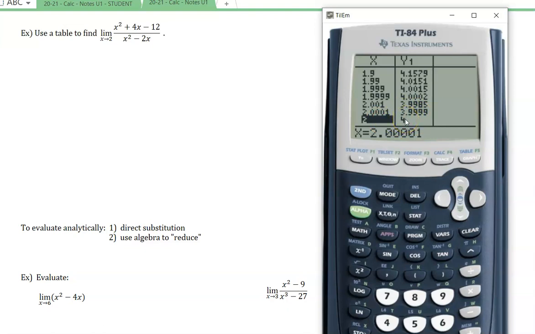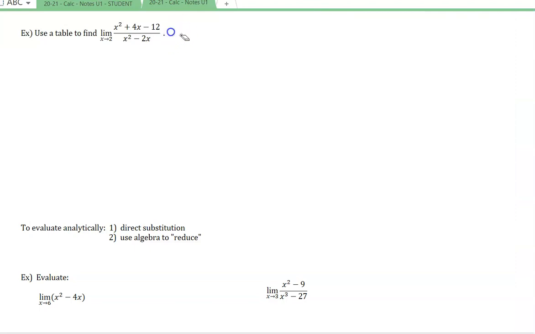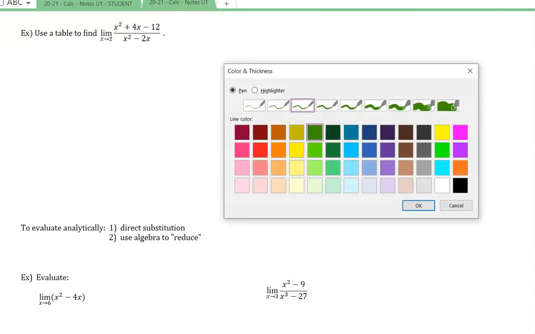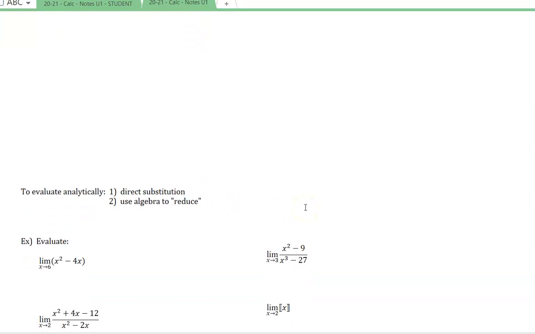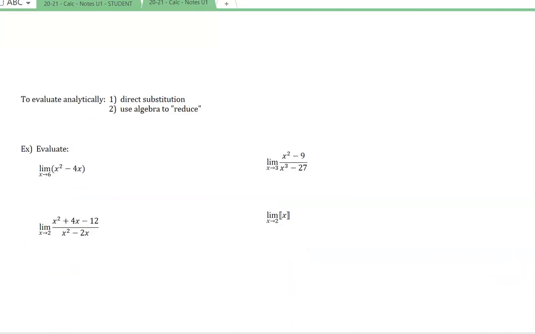So that means that our limit is 4. And you can write down those values over here on the table if you'd like. Okay, so using a table is another way to evaluate limits. Just make sure that you are plugging in numbers that are very close to your constant, and from both sides. All right, and then the third method here for evaluating limits is to do so analytically.